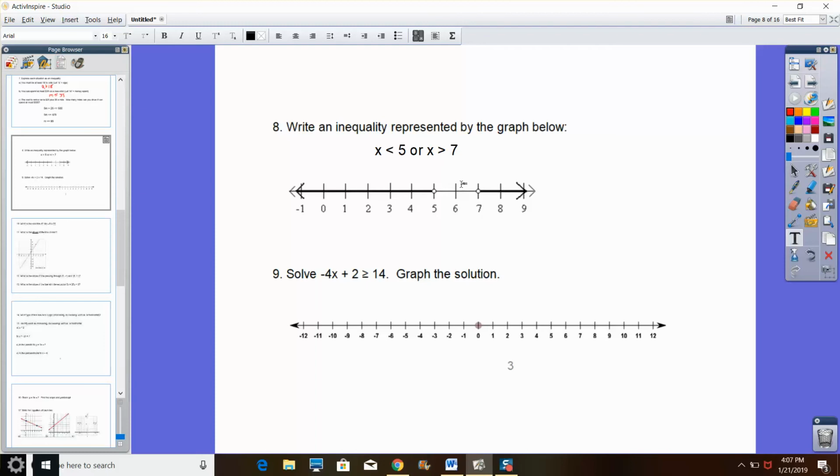So basically, think of this as all of the solutions for this inequality are numbers that are not between 5 and 7. So, that is another way to look at it as well. So x is less than 5 or x is greater than 7. Now, we're going to solve this inequality and we're going to graph the solution.